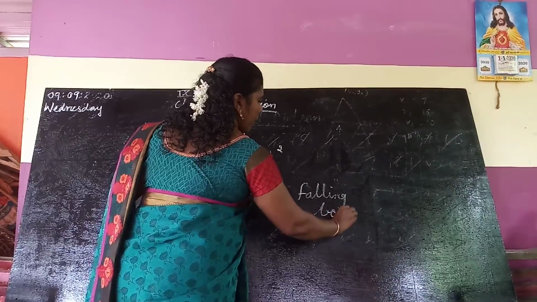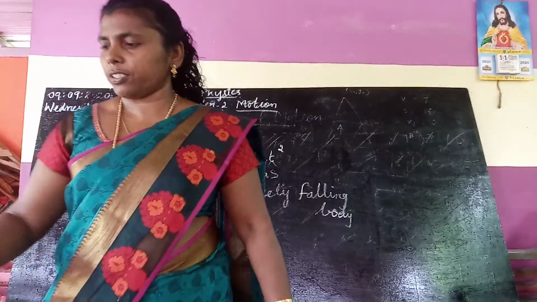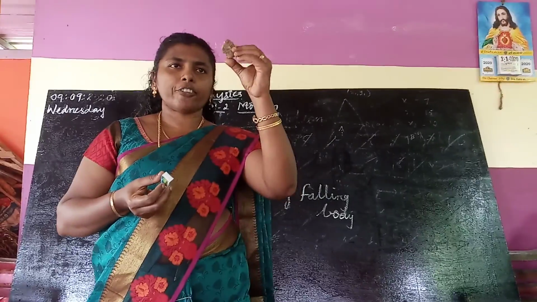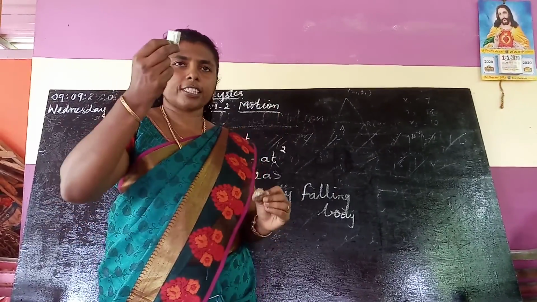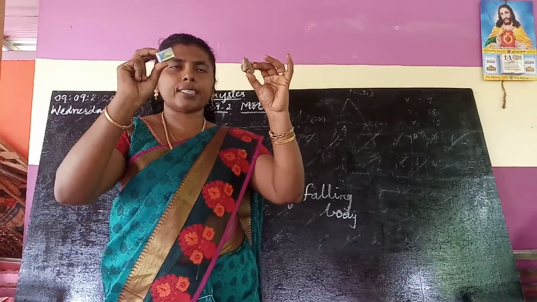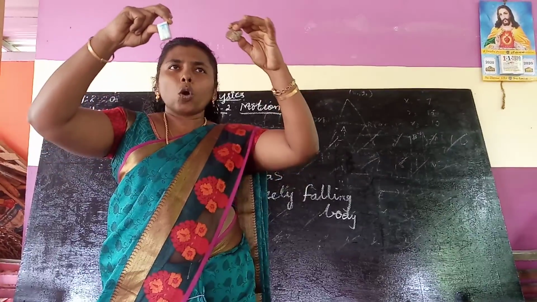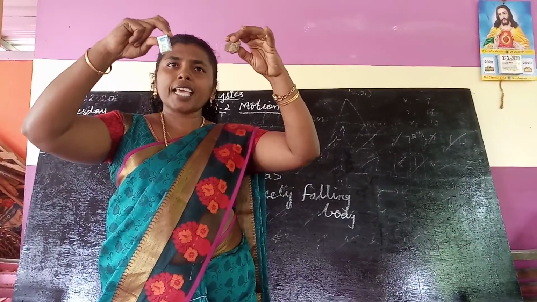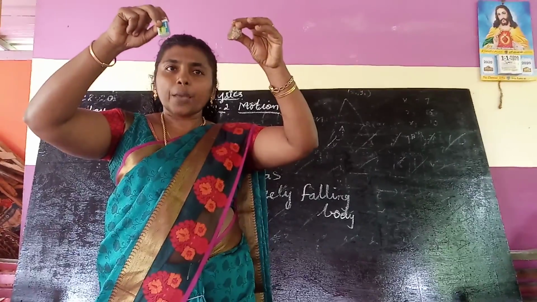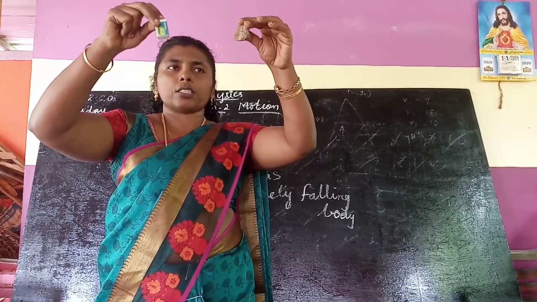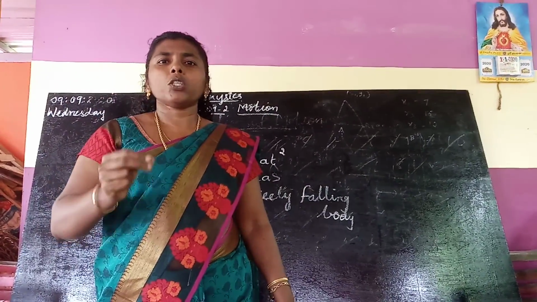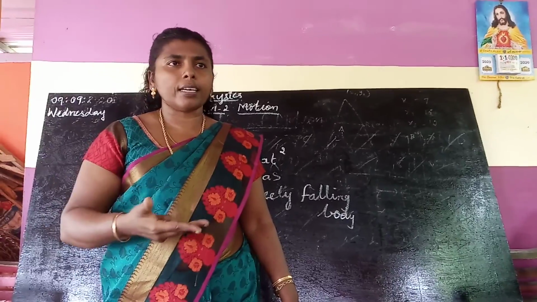Freely falling body. Now we can see some activities. We have chosen two objects, which all of you know. What is this? Stone. What is this? Eraser. Now I am dropping these two objects at the same time from the same height. Just watch. What happens, students? At the same time, both objects fall on the ground.